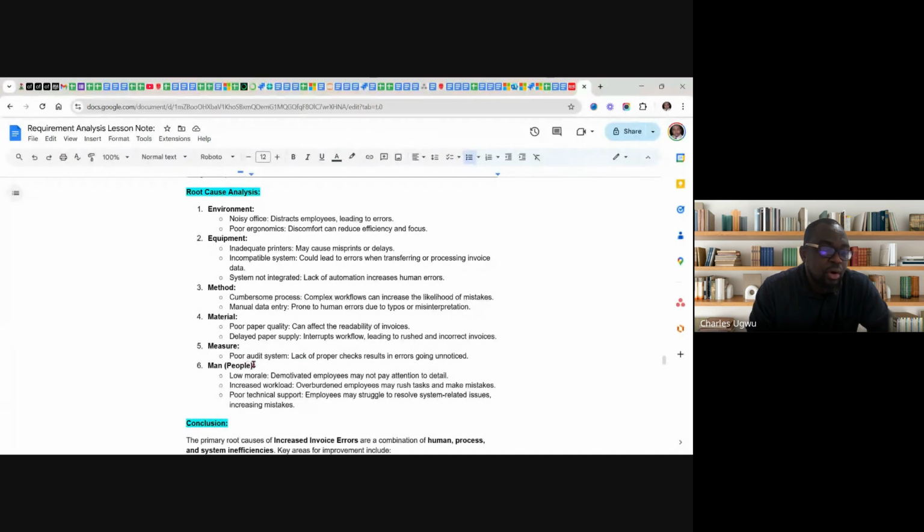Measure: a poor audit system and lack of proper checks result in errors going unnoticed. And man: low morale, a demotivated employee may not pay attention to detail. Increased workload, an overburdened employee may rush tasks and make mistakes. Poor technical support, an employee may struggle to resolve system-related issues, increasing mistakes.